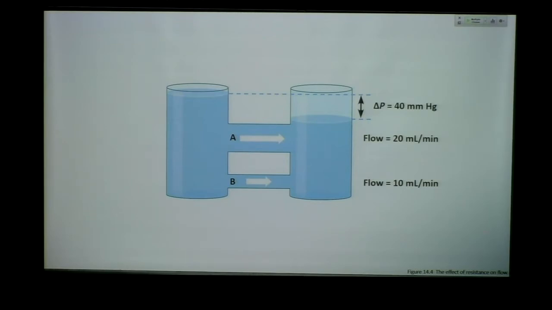So who can describe the relationship between radius and flow? So as the radius gets smaller, what does the flow do? Also gets smaller. So is that inverse? Directly proportional, right? So that's a directly proportional relationship. As the radius gets smaller, so does the flow, right? Radius decreases, flow decreases.